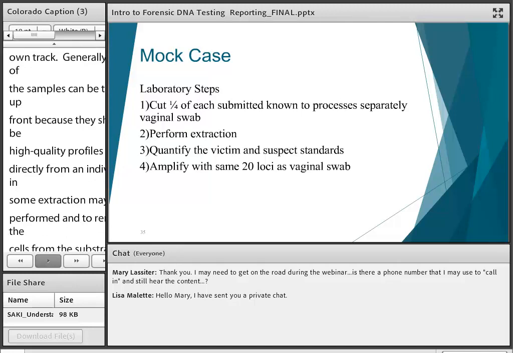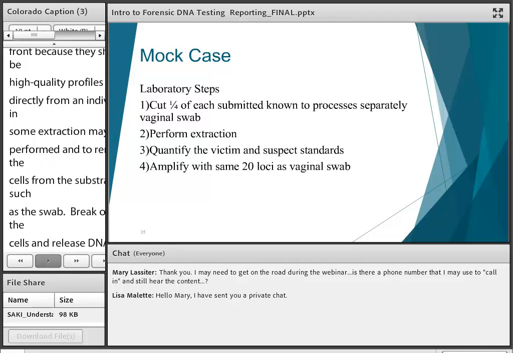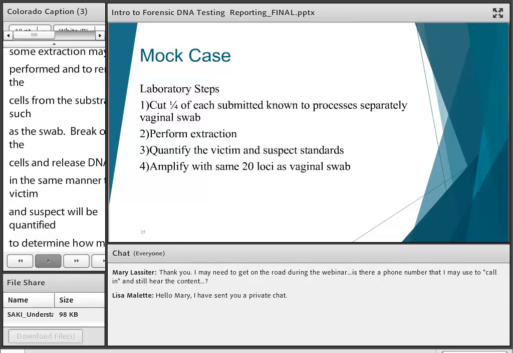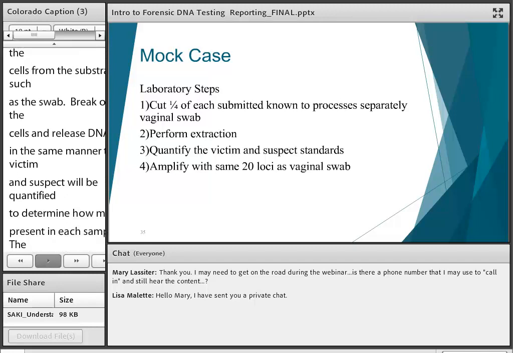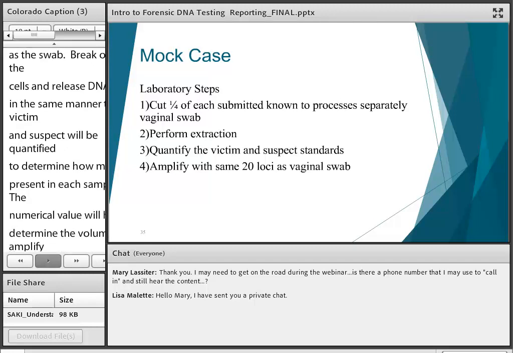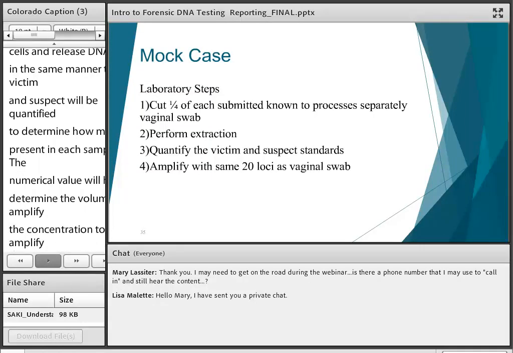In the same manner, the victim and suspect standards will be quantified to determine how much DNA is present in each sample. And that numerical value is going to help determine the volume to amplify, the concentration to amplify. And we'll be using the exact same 20 loci at minimum that we used in the vaginal swab. This can help ensure that comparisons are consistent.